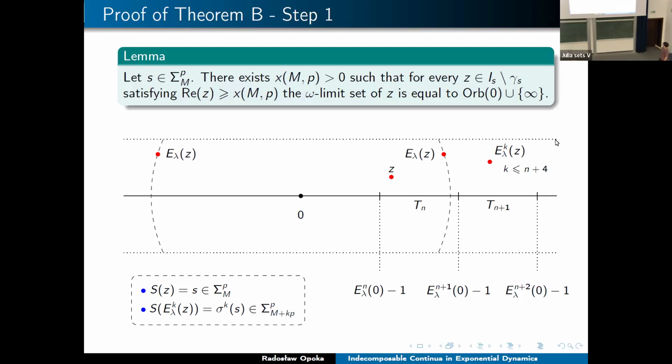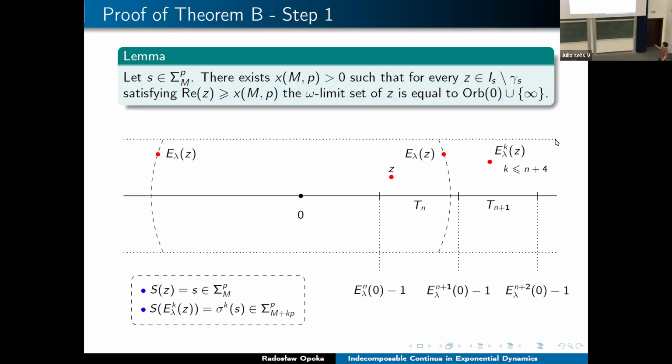How can we do that? If Z has an itinerary from this set, then we know there are some bounds on the imaginary part of the image of Z. And if n is big enough, then the image of Z lies on the big circle. It has to lie on this part of the circle.